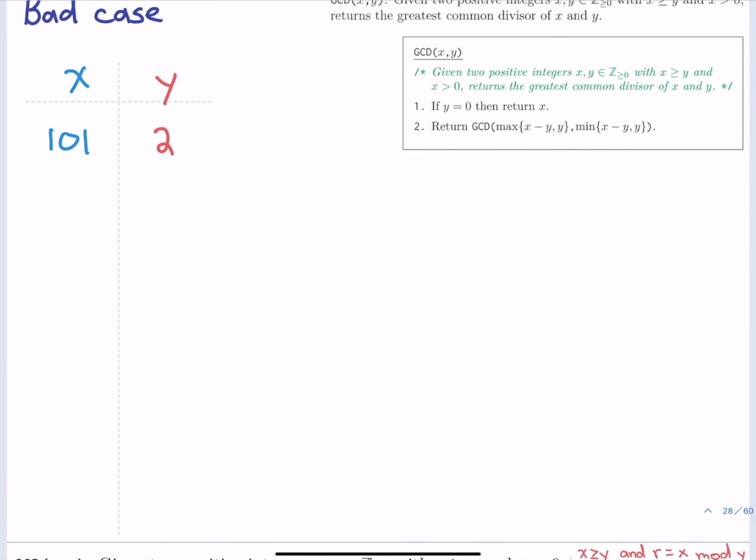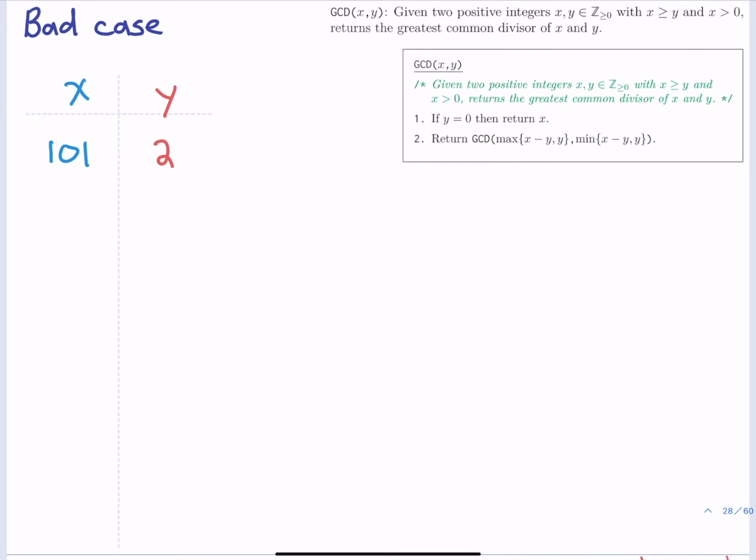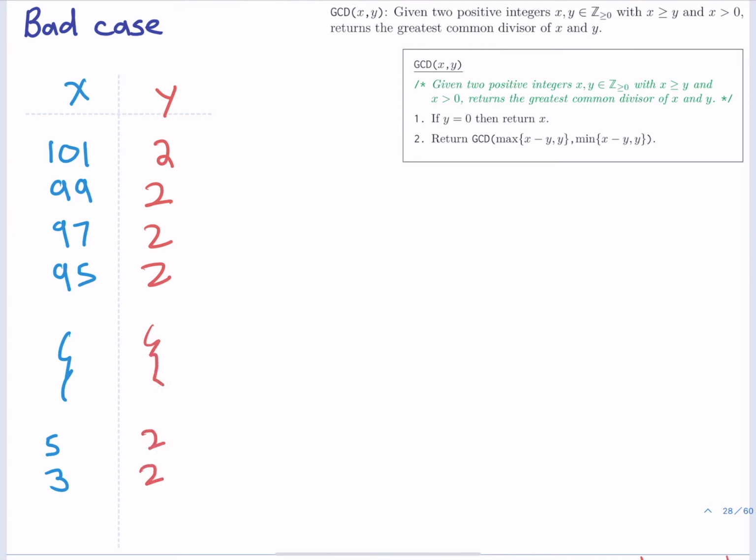Here, I thought it might be helpful to look at a bad case. So when do you realize something like x plus y? If, for example, x is 101 and y is 2, then this will be going down by 2 each iteration, all the way down to like 5 and 3. And this is just sticking at 2, 2, 2, going all the way down, still 2, still 2. Finally, at the end, it'll switch. And this is roughly when the algorithm will terminate.